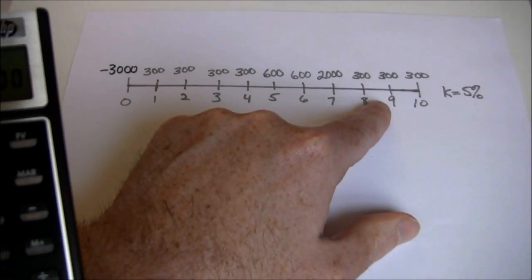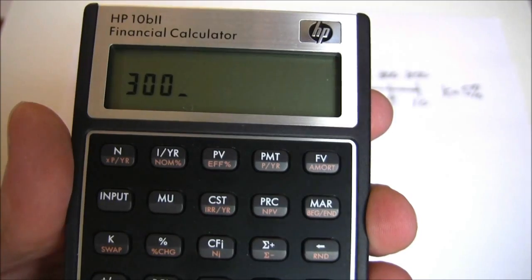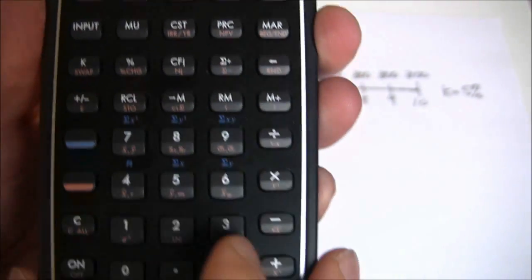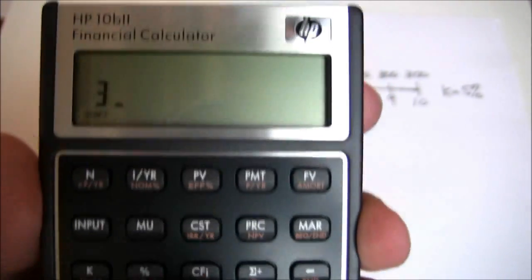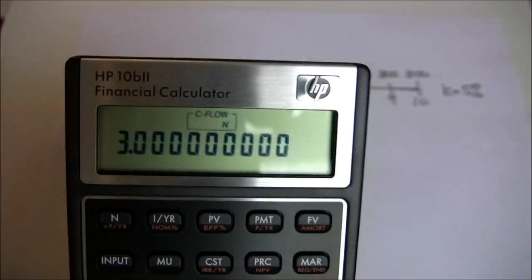And then 300 per year for the last 3 years. So 300 CFJ, 3 shift and sub J. Now all our cash flows are entered.